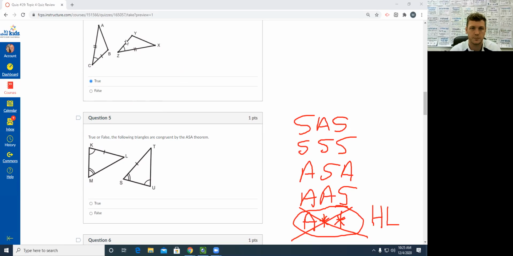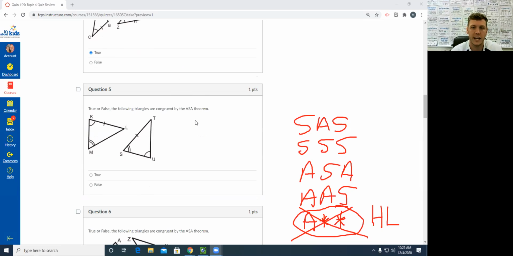Okay, question number 5. True or false? The following angles are congruent by the angle side angle. Okay, so I've got angle congruent to angle. We've got angle. All right, so now notice right here, if this says angle side angle, the side has to be between the two angles. So if we look at this, the side is not in between them. The side would have to be here instead of where it's located. So these are not congruent by the angle side angle.